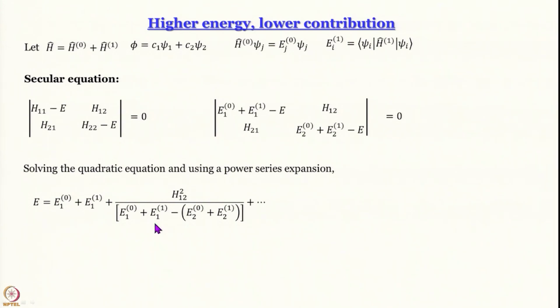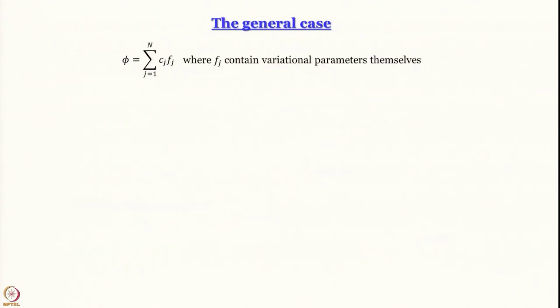For other general solutions, if you work in the regime that the spacing between successive energy levels is sufficiently large, which is a reasonable approximation, then this difference is going to be large. If this is large, then this term will become small because H12 is never very large. So, approximately you get E equal to E1 0th plus E1 first. So, the higher terms do not even contribute to the ground state energy. Okay? So, that is what we have.